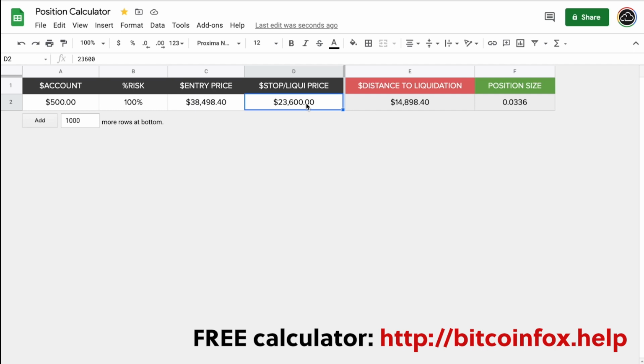And you can obviously adjust this and see what your different options are. This is going to automatically calculate for you. It's just the difference between these two numbers, where you started, where you ended up. And then the position size is also exactly that. So that's how much of a position you should take if you want to get liquidated at this price.